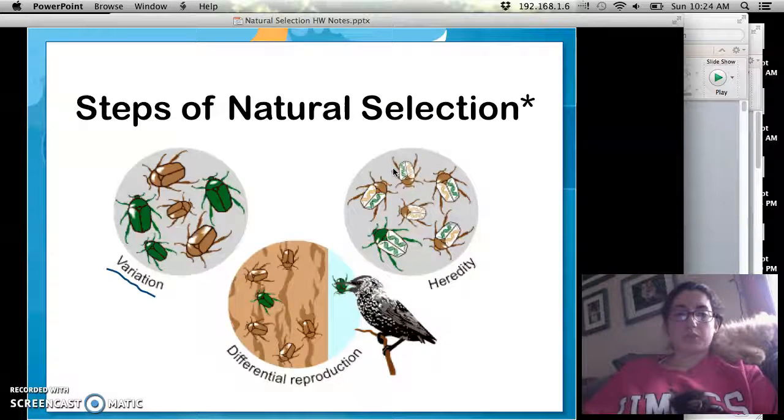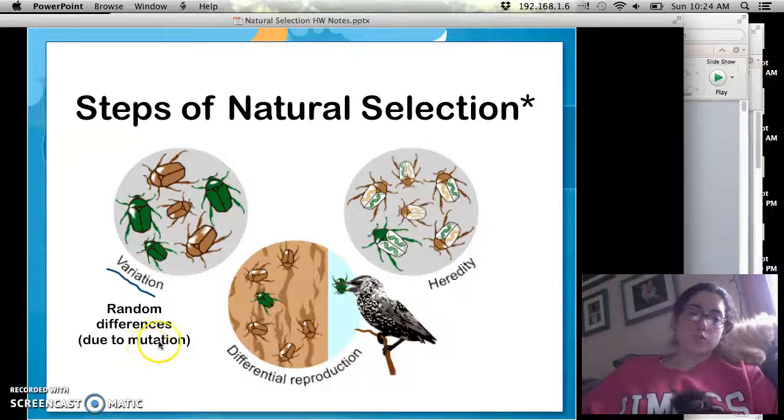We start with variation. You want to write these down. Variation just means random differences that are due to mutation. Remember, a mutation is a change in the DNA sequence. So like going from the letter A to the letter T. So naturally, there are differences everywhere, known as variation.